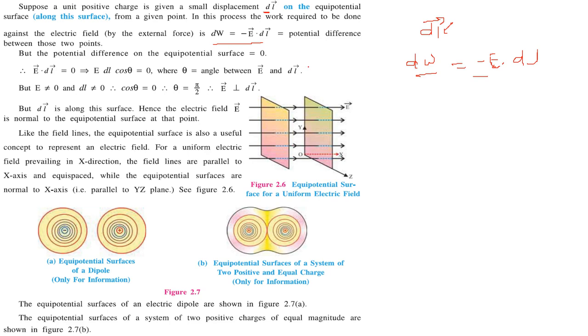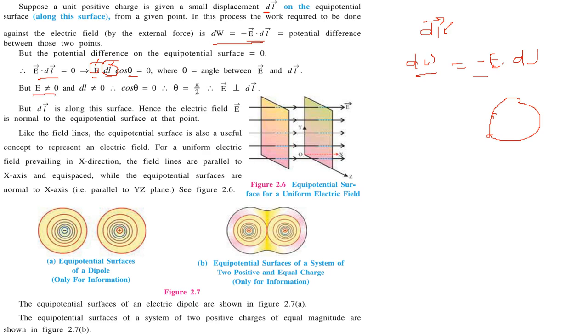This is the potential difference between these two points. But the potential difference on an equipotential surface is what? For any equipotential surface, the potential difference between two points will be 0 because they have equal potential. So E dot dl will become 0. E dot dl is E dl cos theta. That means either E is 0, or dl is 0, or cos theta is 0, meaning theta has to be 90 degrees, since cos 90 is 0. This theta is the angle between E and dl.